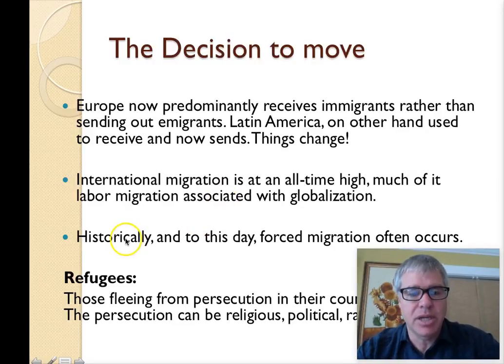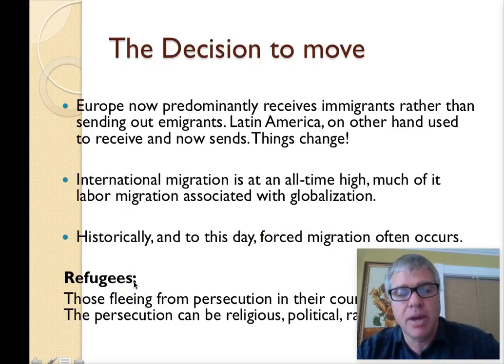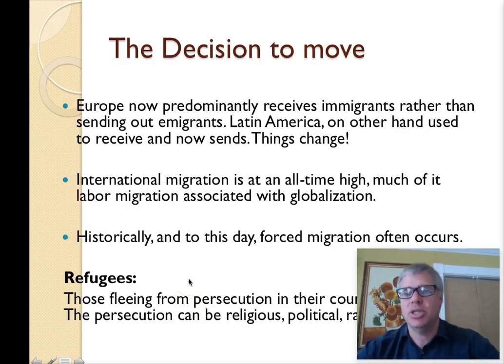And of course, sometimes it's not necessarily chosen. Some people are forced to migrate. And then refugees is a certain class of migrant, where those are people fleeing from persecution in their country. And the persecution can either be religious, political, racial, or ethnic.